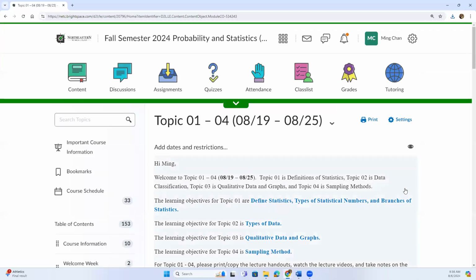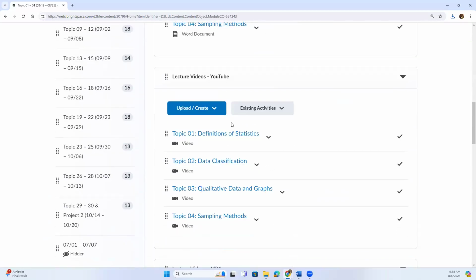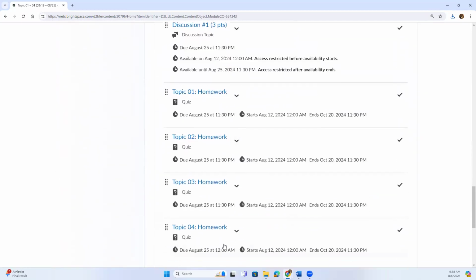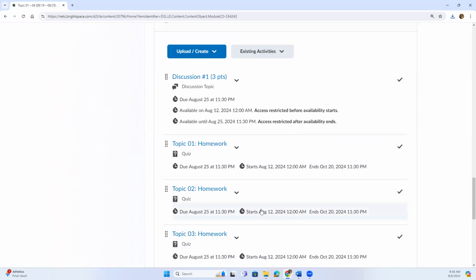Once you finish watching all the videos and taking the notes, then you can begin to work on your homework. There are 5 discussions in this class.